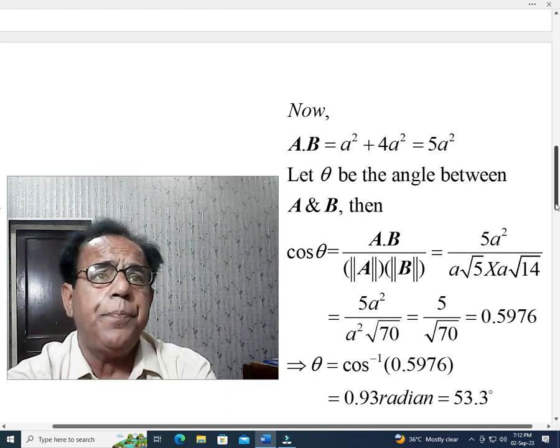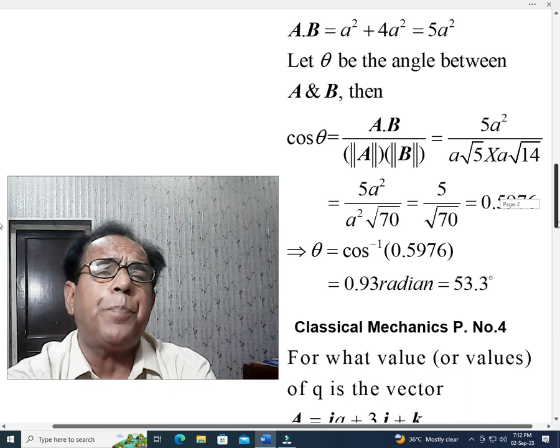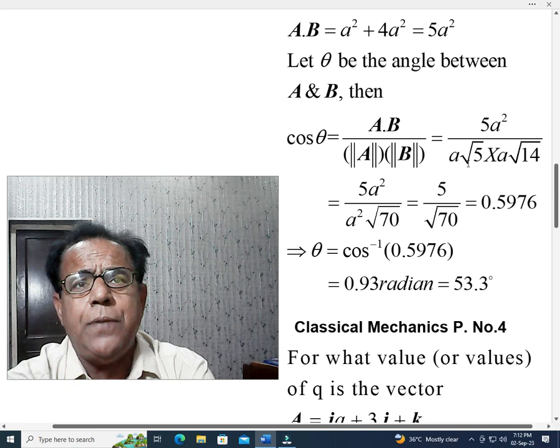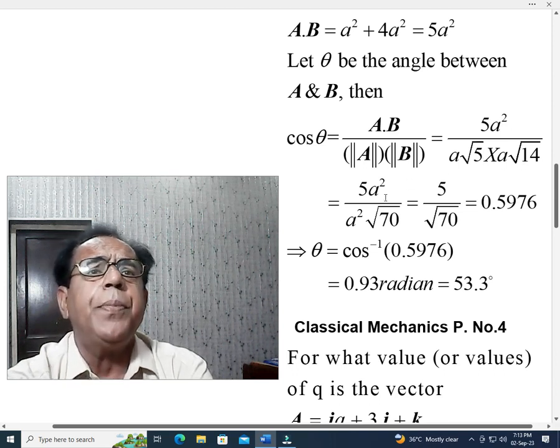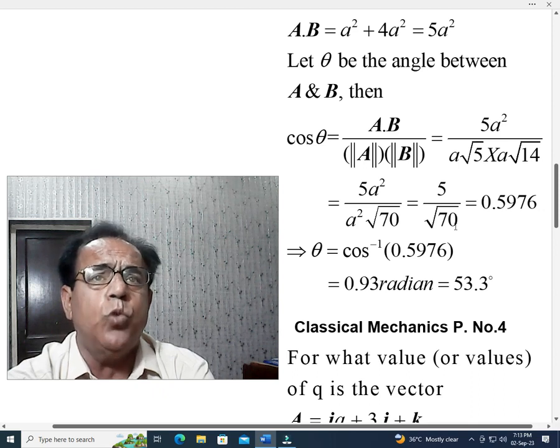Let theta be the angle between A and B. Then we know that cos theta is equal to the dot product of those two vectors divided by the magnitudes of those two vectors. Hence 5a square over a into root 5 into a into root 14. Here a square will be cancelled with this a square. Hence we will be left with 5 over root 70.